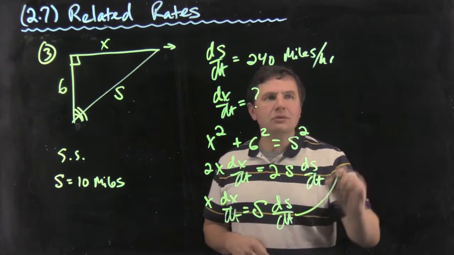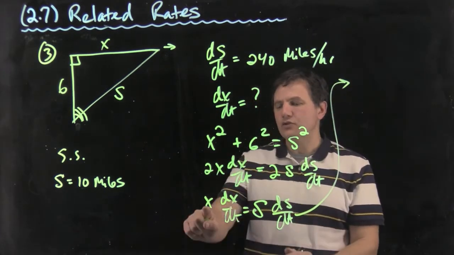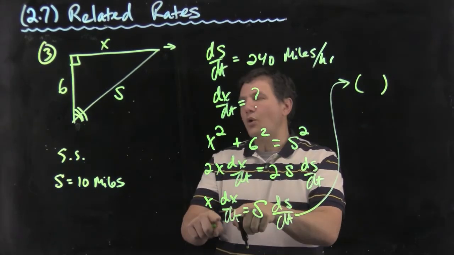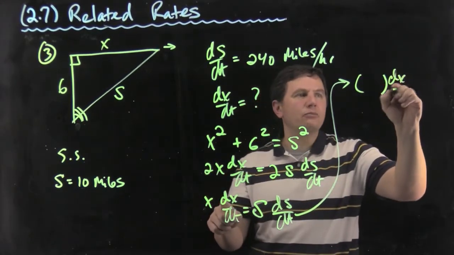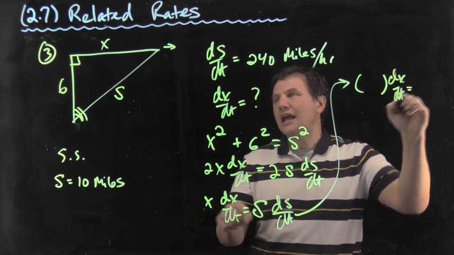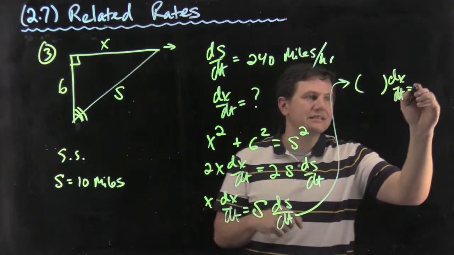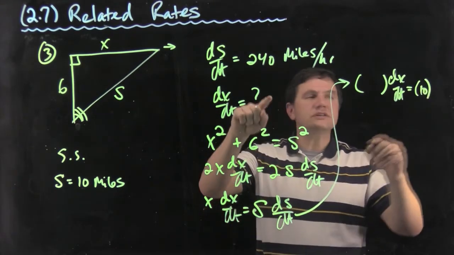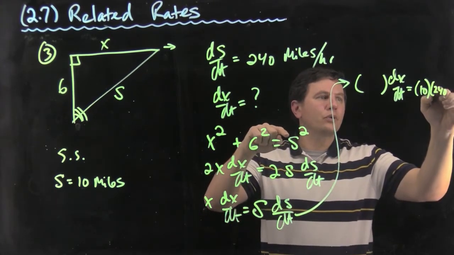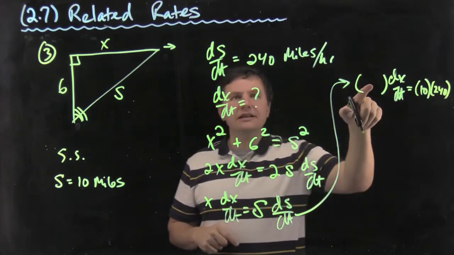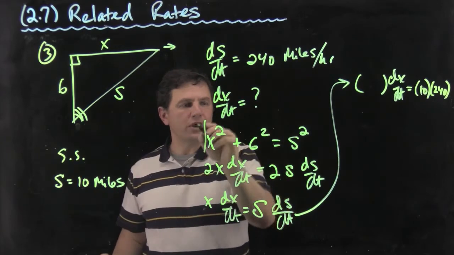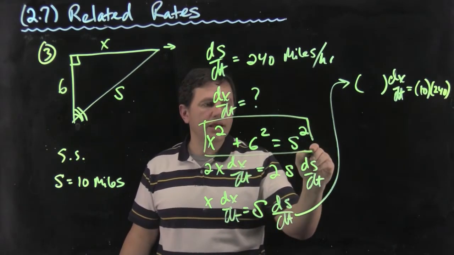Okay, now as I start to plug this in, I realize, first of all, I need to figure out a snapshot for x. So I have dx over dt is what I'm looking for, so that's going to stay a variable. I have a snapshot for s, that's 10, okay? And we have the ds over dt, which is 240. Okay, but I need to find a snapshot for x here. So I'm going back to my original equation. That is a pretty typical thing here.